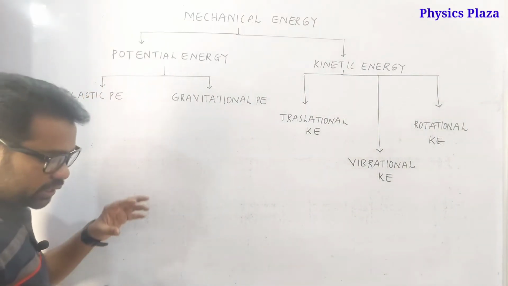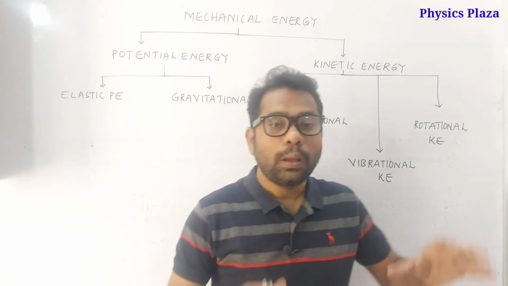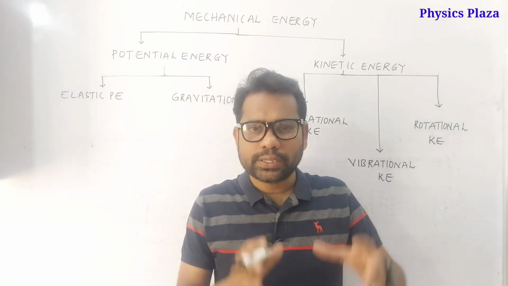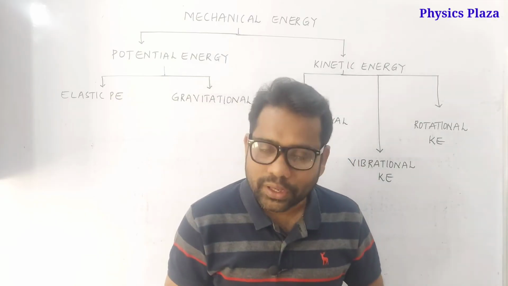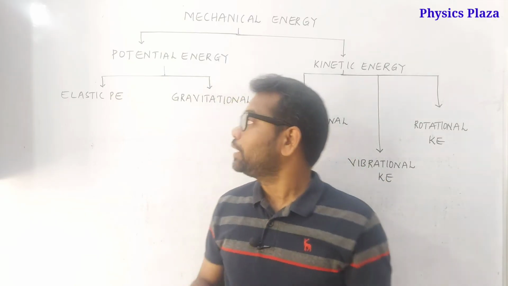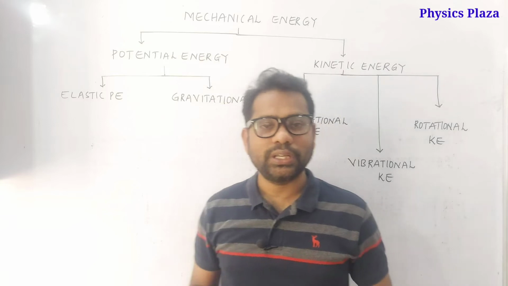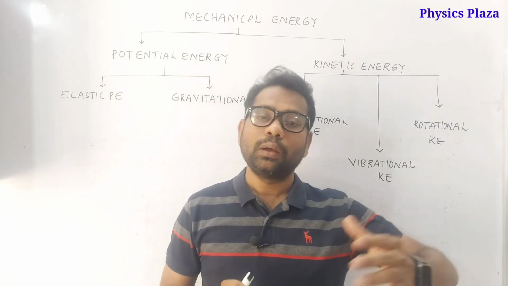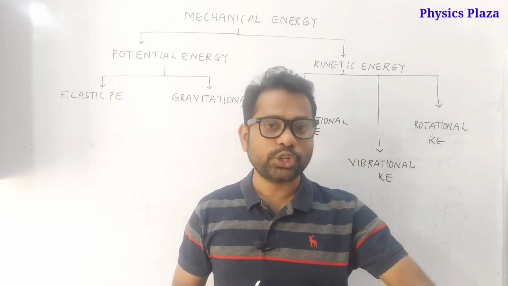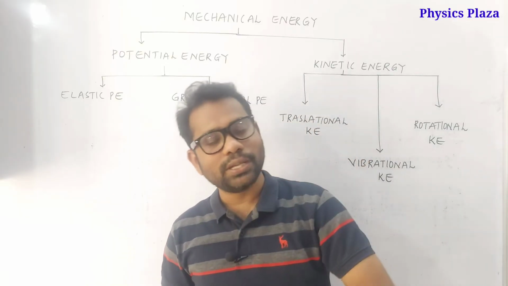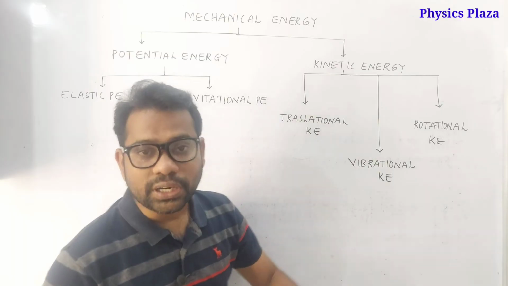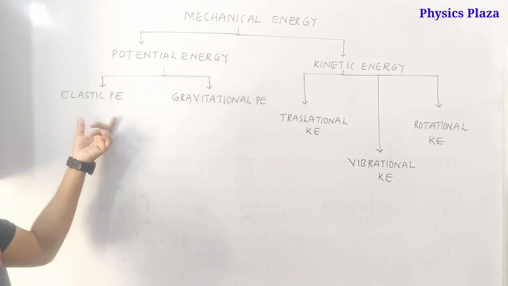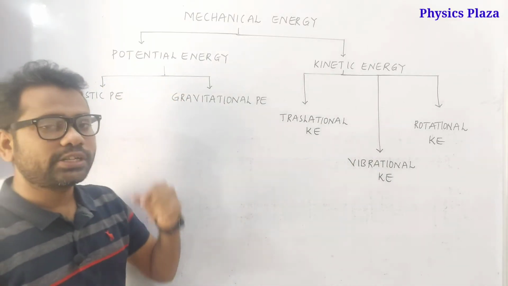So the potential energy, the energy possessed by a body by virtue of its size, that is shape, change in configuration or change in position, is called what actually? Potential energy. The energy possessed by a body by virtue of position or a change in shape, change in size, change in configuration is called potential energy, children. Again here potential energy is of two types: elastic potential energy, gravitational potential energy.